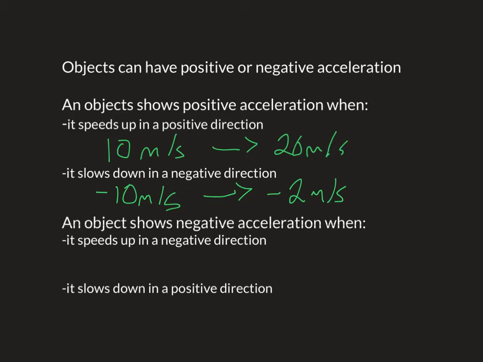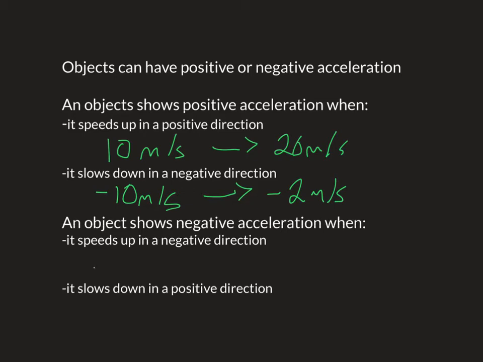Okay, now something can show negative acceleration in two cases, which are really similar to the ones we just saw. So if you think about the term negative acceleration, again, all that means is that the object's speed is becoming more and more negative as it moves, all right? So in the first case here, if something is speeding up in a negative direction, that is negative acceleration.